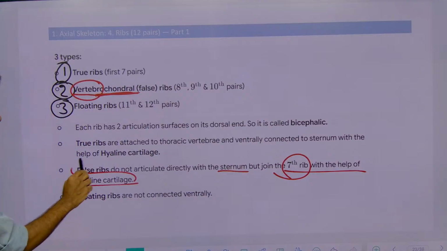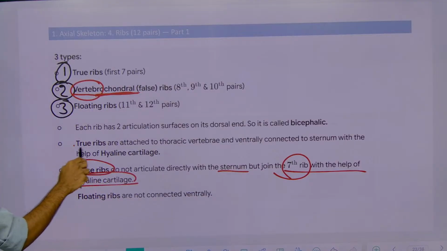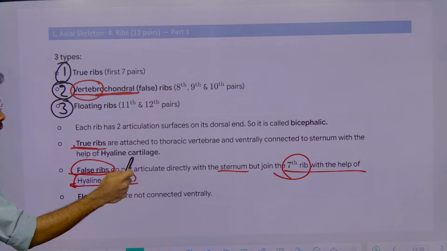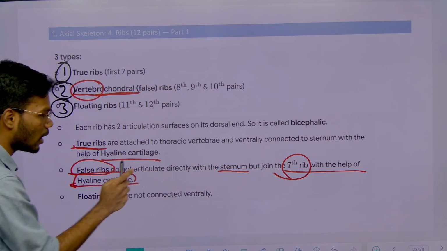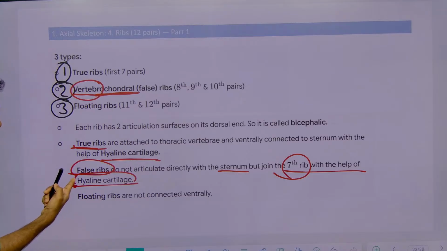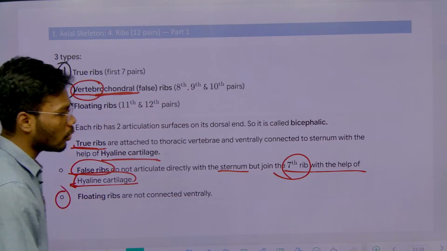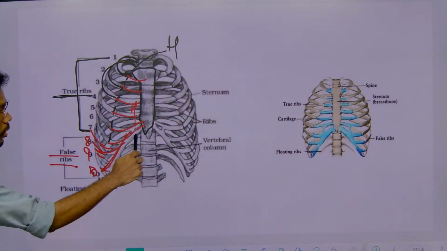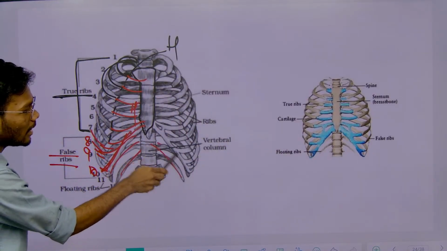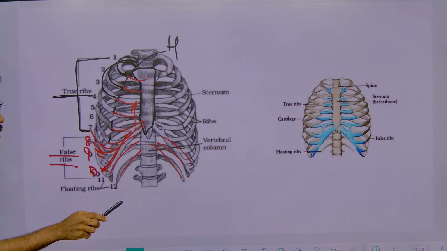So that's why these are called what? False ribs. True ribs are attached to the thoracic vertebrae and ventrally connected to the sternum via hyaline cartilage. So that's why true ribs have hyaline cartilage. Whereas the floating ribs are not attached to the sternum. They are placed where? Hanging. They are floating on this rib cage.